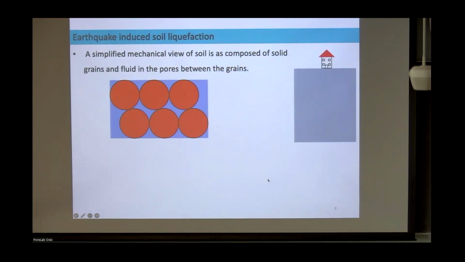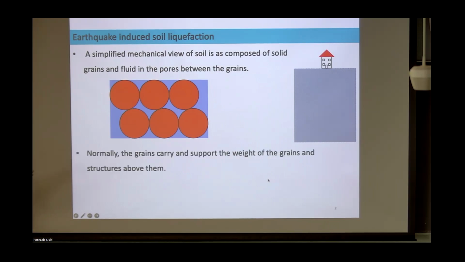To introduce what liquefaction is, first I want to introduce what soil is. Soil we view as grains, and in between the grains there is fluid. That's true for soils below the water table. Nearly all soils have a water table a few meters deep, and below that everything is filled with water all the time. On usual days it holds the buildings, pipelines and bridges. The grains carry and support the weight of the structures above them through their contacts. They touch each other and transmit the stresses.